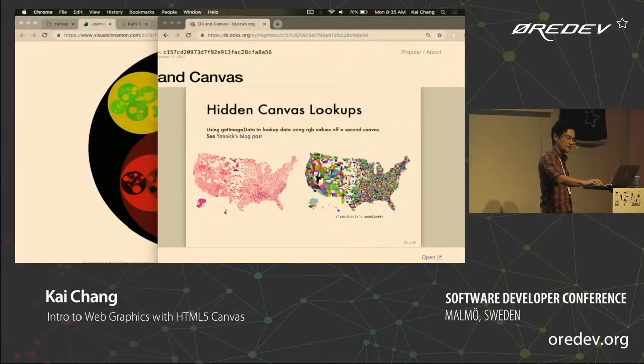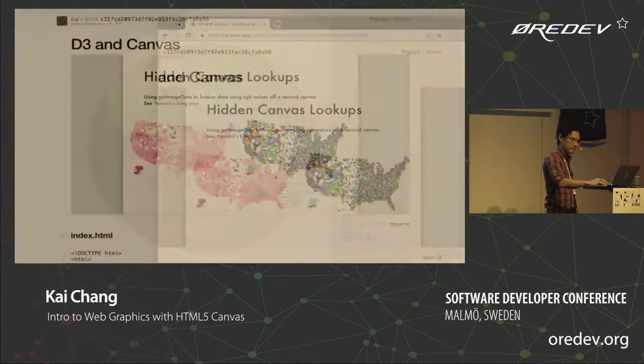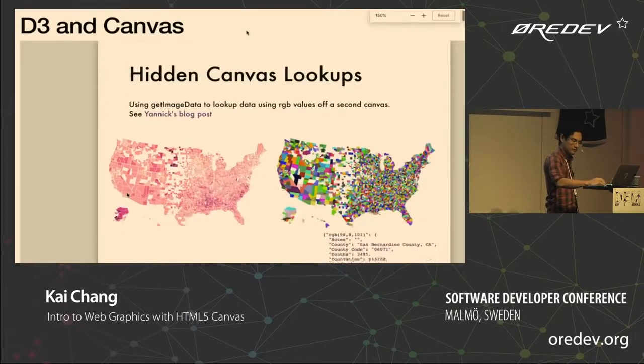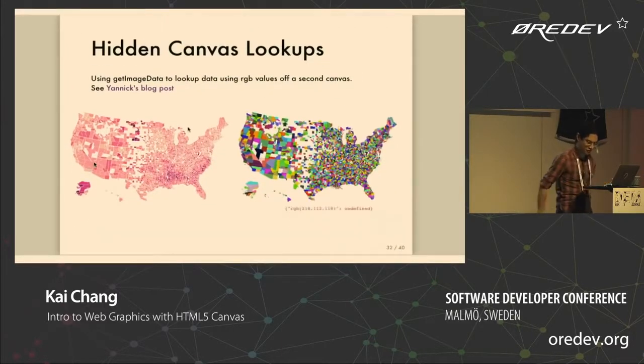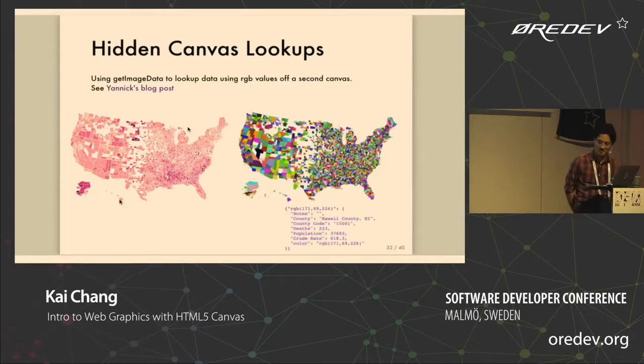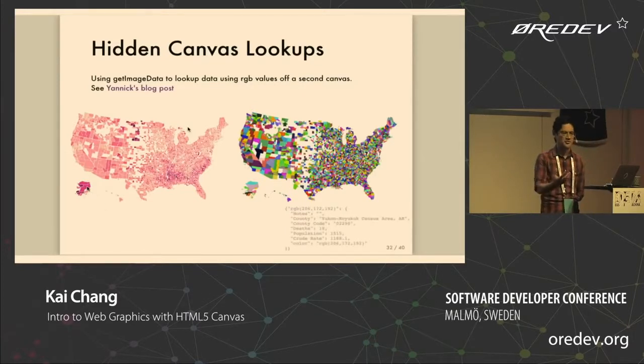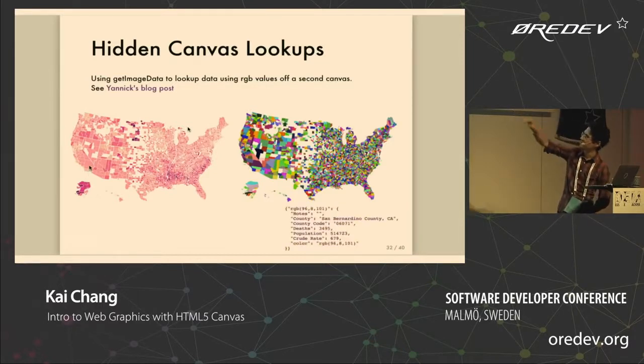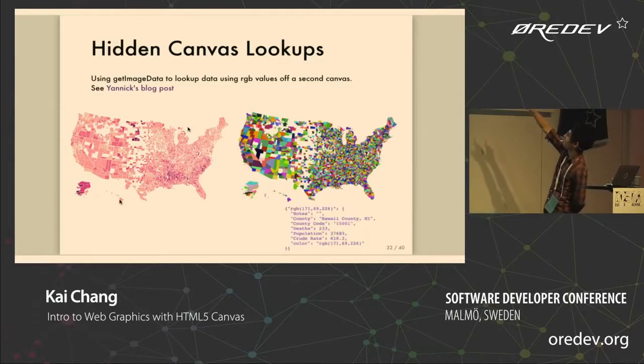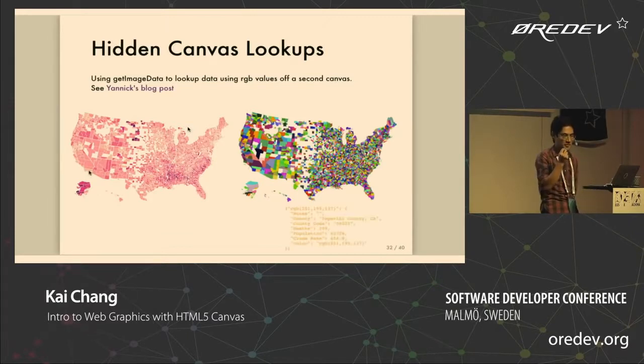Let me skip ahead here. So it's a little weird, but you actually use a second canvas, and you use it like you would use a hash or a lookup or a map. So when a user is hovering over an element, hovering over your canvas, you actually go and use the getImageData function. And what getImageData can do is it can pull out the pixel information at any point in the canvas and give you the red, green, blue, and alpha values.